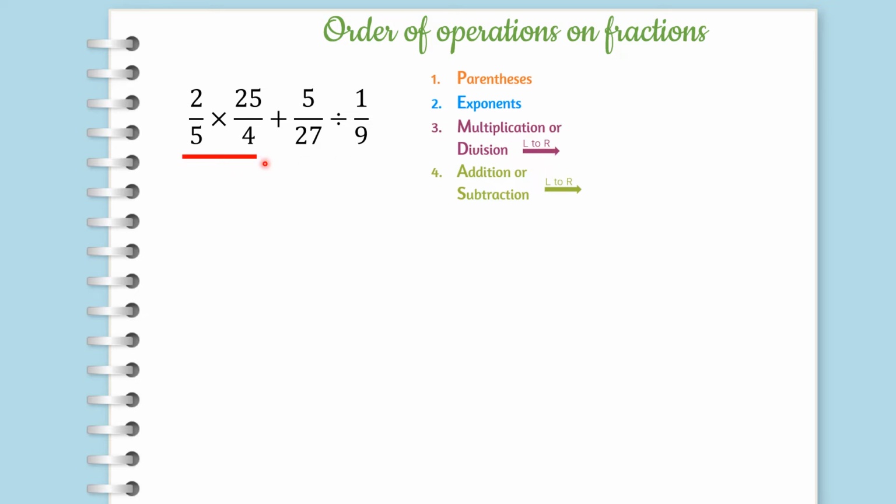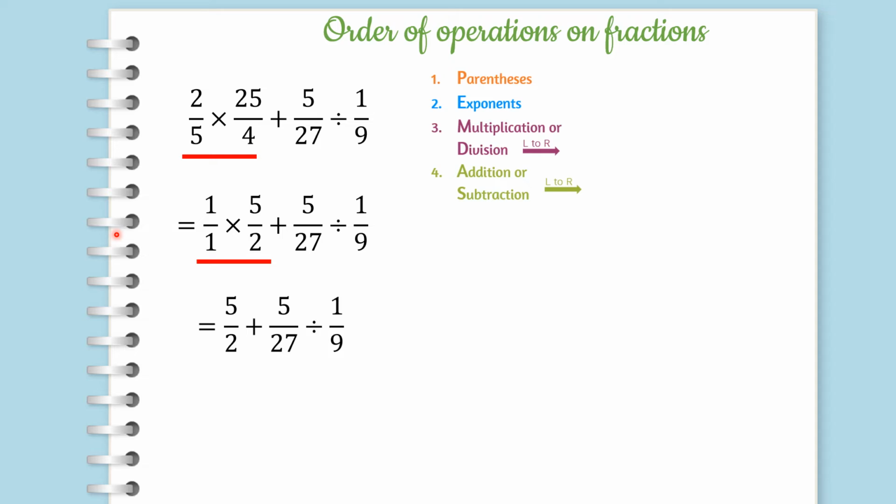But remember, whenever we have fractions and we can simplify, you should simplify because it is way easier to use smaller numbers. So 2 and 4 both are divisible by 2, 5 and 25 both are divisible by 5. We simplify and the answers are the following. Now we can multiply. So 1 times 5 and 1 times 2. The answer is 5 over 2, and we are copying the other fractions as they are.